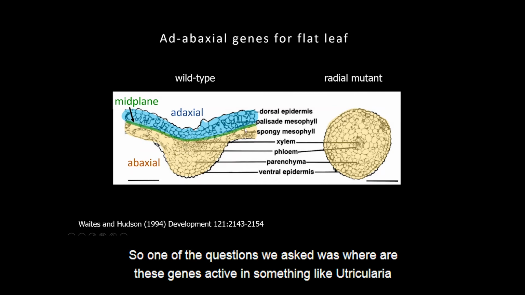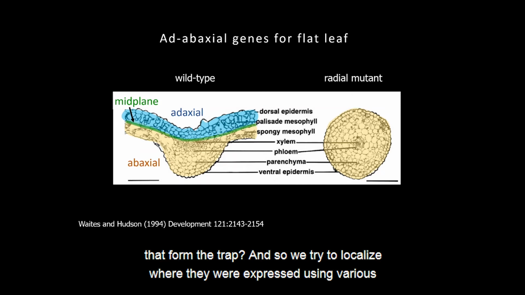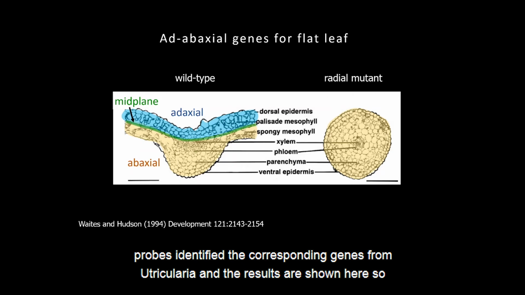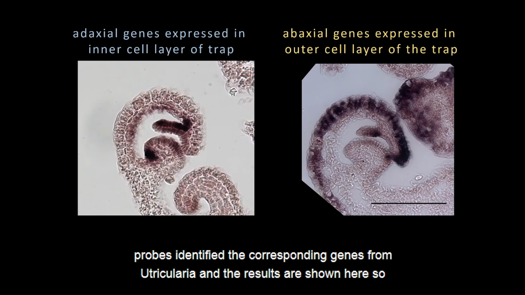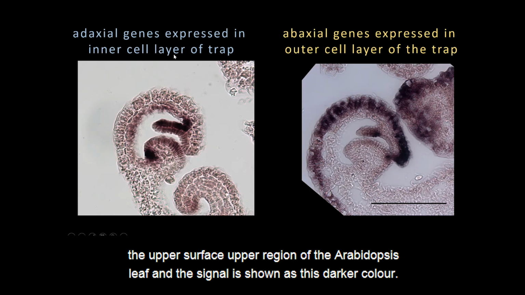So one of the questions we asked was, where are these genes active in something like Utricularia that forms a trap? Where are they active in the primordia that form the trap? And so we tried to localize where they were expressed using various probes, identified the corresponding genes from Utricularia, and the results are shown here. So this, for example, is looking at the blue gene, the Ad-axial genes in the upper surface, upper region of the Arabidopsis leaf, and the signal is shown as this darker color.